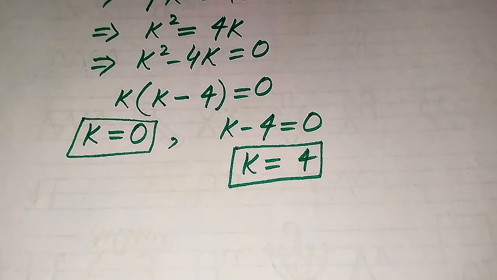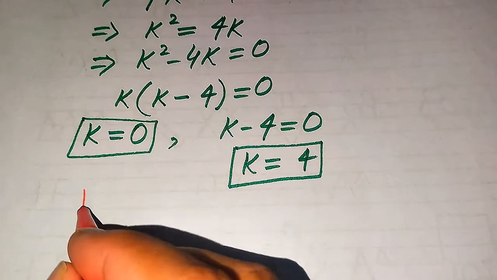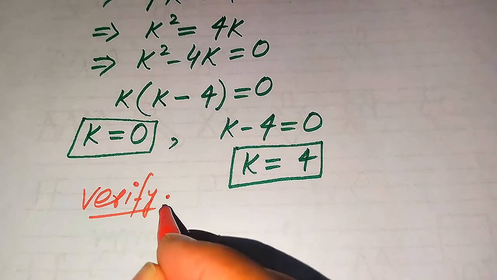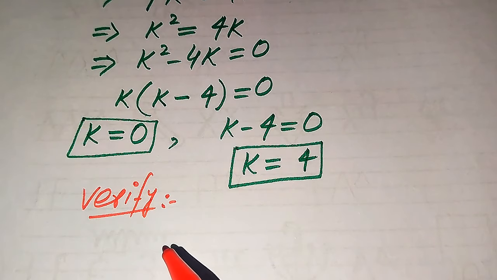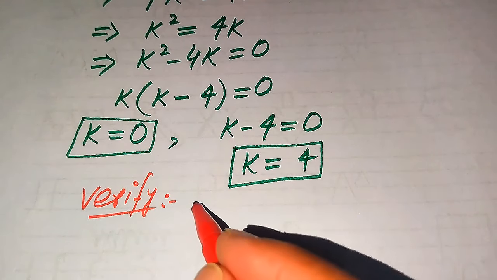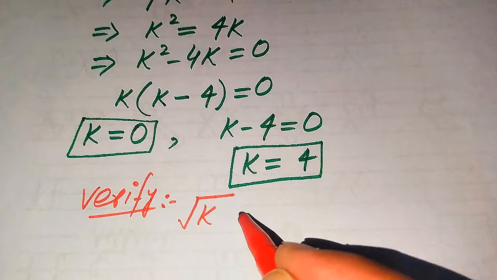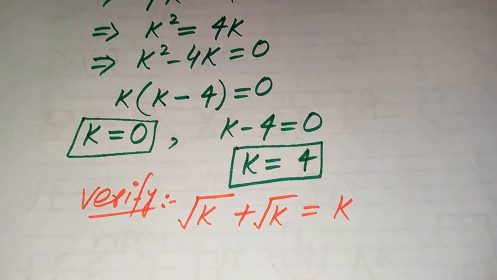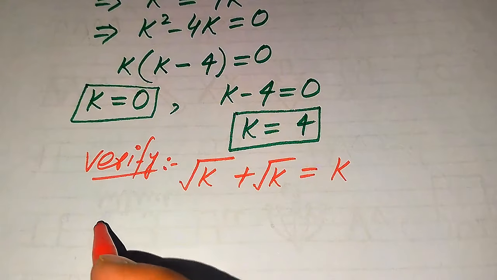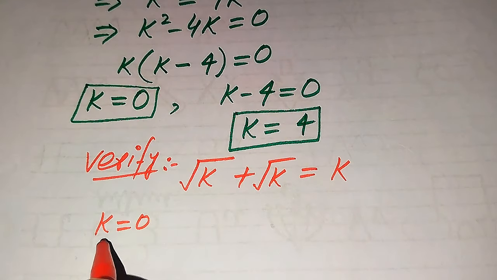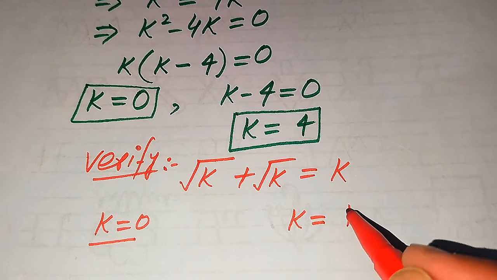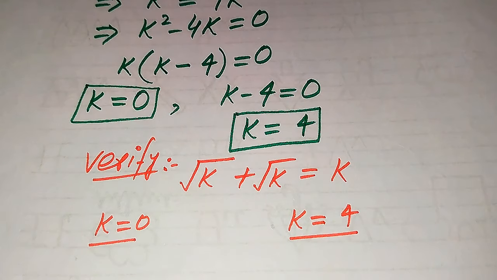And now in the next steps, we need to verify whether these values of k satisfy our given question statement or not. For verification of these values of k, we need to copy down the given question statement here, and it is square root of k plus square root of k is equal to k, and we substitute both of these values here. So here we substitute k is equal to 0, and here we substitute k is equal to 4.